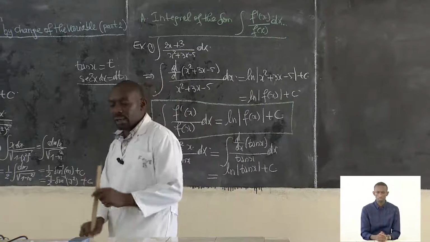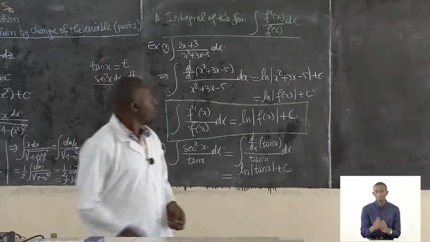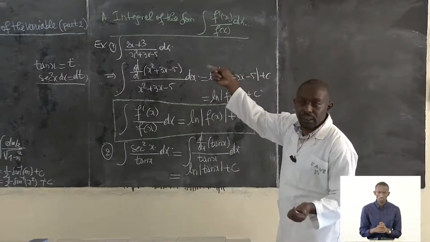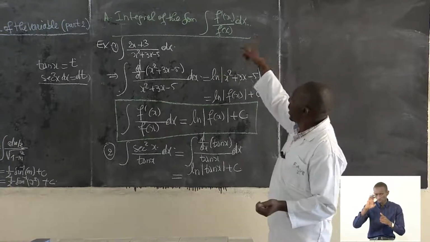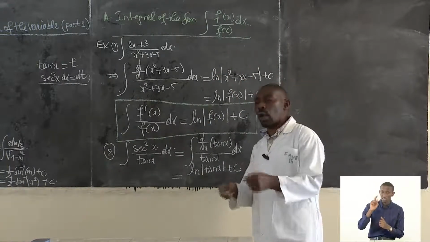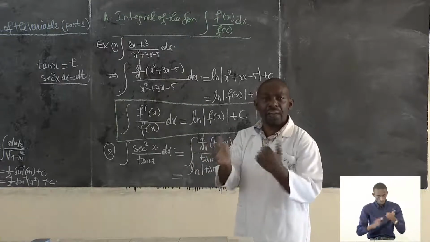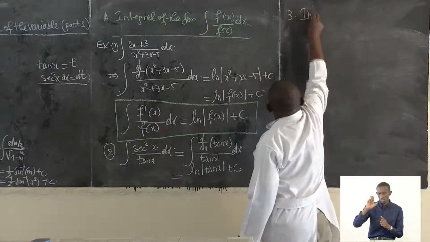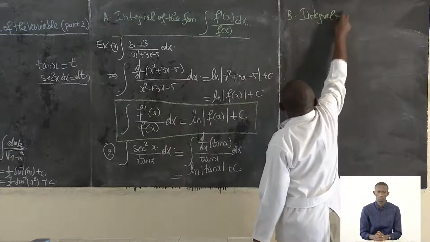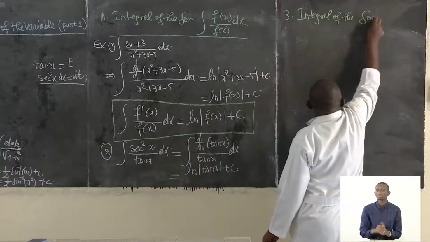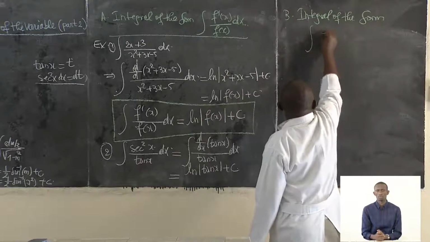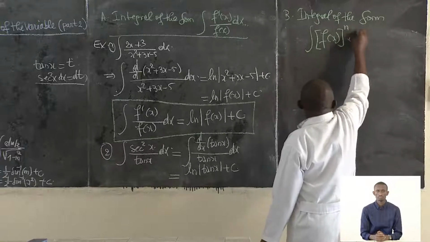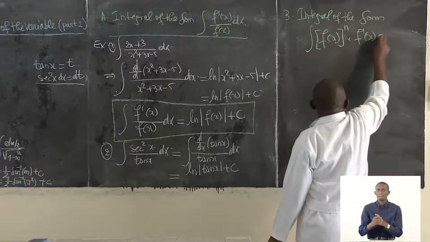Let us have another kind of integral involving the function and its derivative. For this, it was a ratio, but now I'm going to use the product of a function and its derivative. B, integral of the form f of x power n times f dash of x dx.